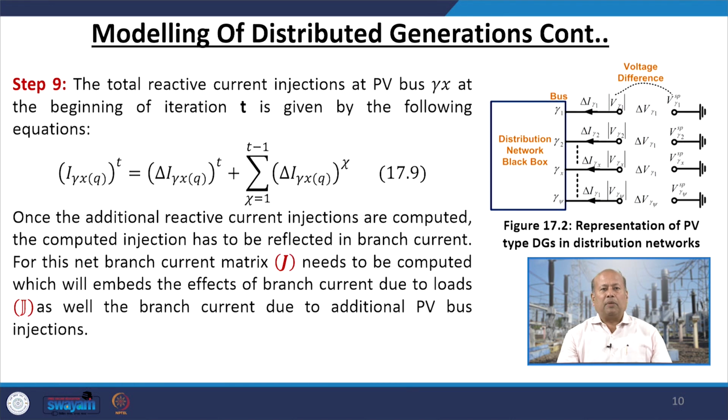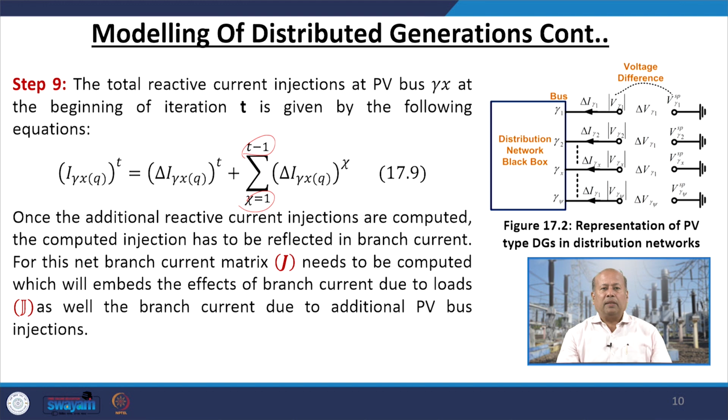Now, moving to step number 9, the total reactive current injection at PV bus gamma x at the beginning of iteration t is given by the following equation: I gamma x iteration t equals delta I gamma x iteration t plus the summation over j equals 1 to t minus 1 of delta I gamma x of the jth iteration. That is my equation 17.9, which is very, very important to converge.